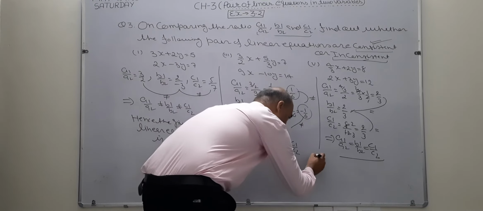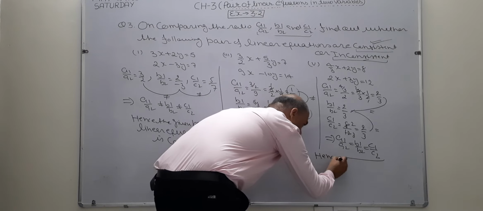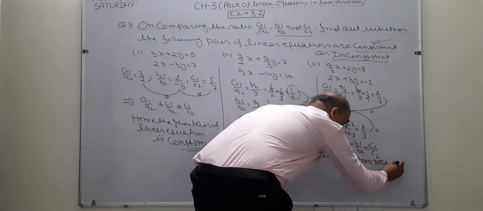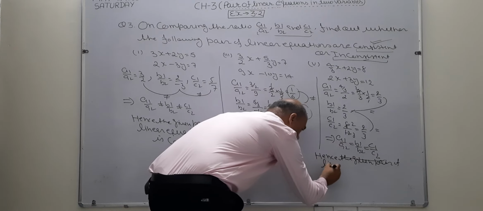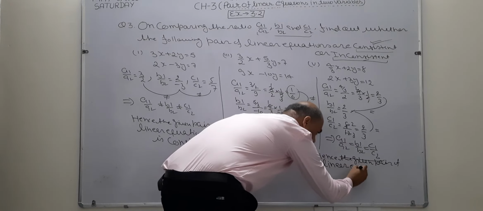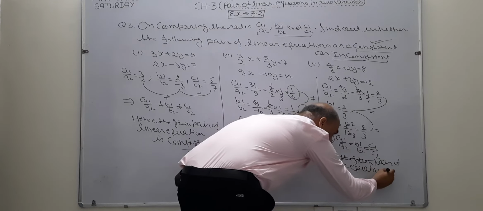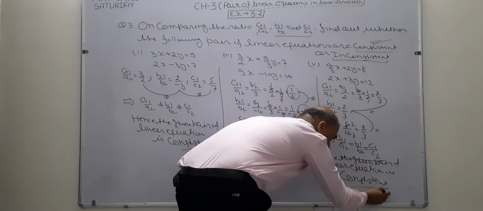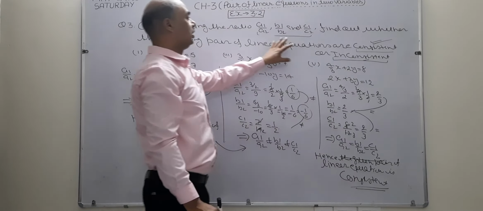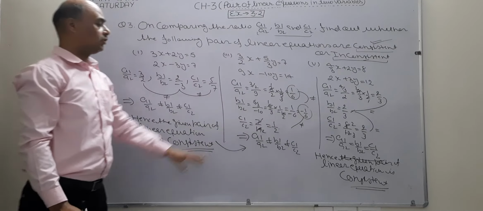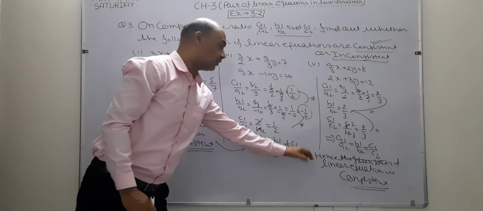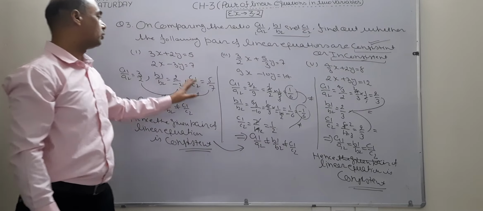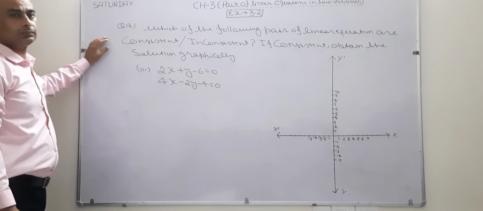Now what do you write here? Hence the given pair of linear equations is consistent. If you learn the table of this ratio, then it is going to be very easy for you to write the answer. Okay, this is going to represent consistent. I hope you can solve its remaining two parts.